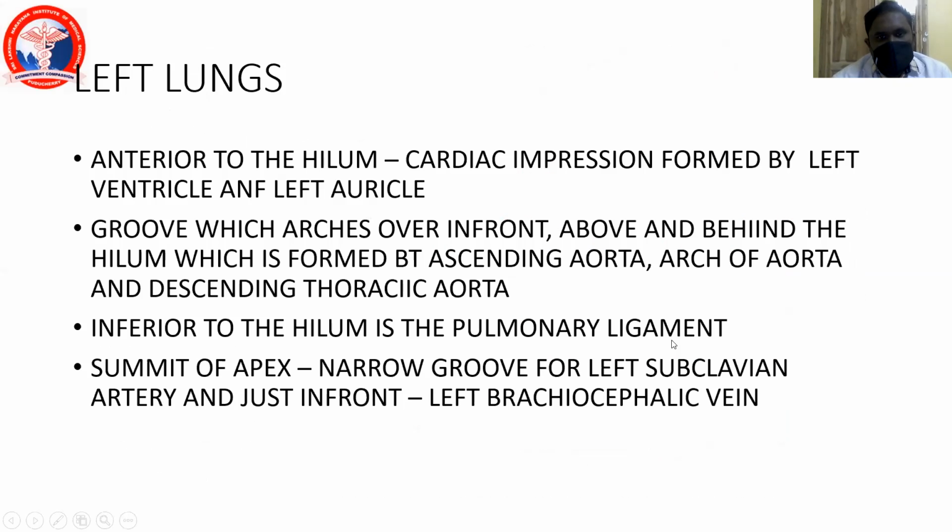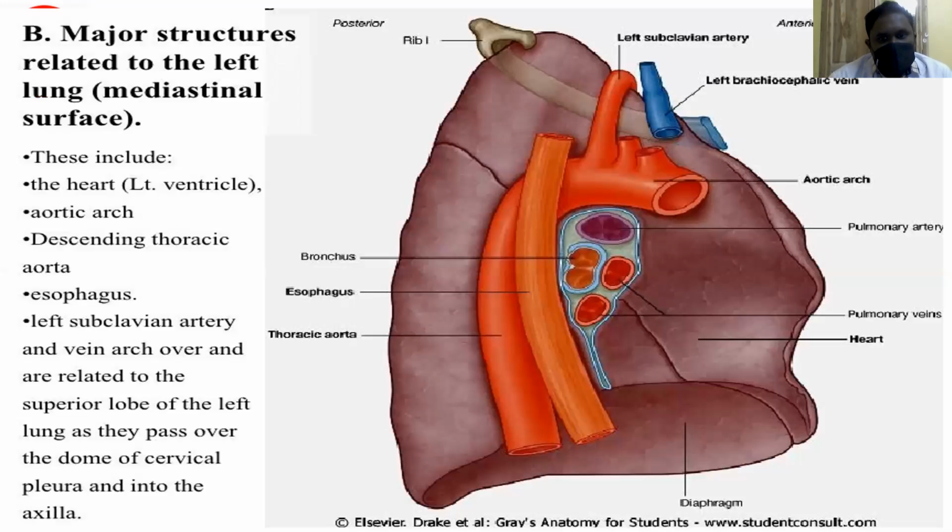That is the right side. On the left, anterior to the hilum is the cardiac impression formed by the left ventricle and left auricle, and a groove which arches over in front, above and behind the hilum, formed by the ascending aorta, arch of aorta, and descending thoracic aorta. Inferior to the hilum is the pulmonary ligament. At the summit of the apex is a narrow groove for the left subclavian artery and, just in front, the left brachiocephalic vein. Major structures of the left side.